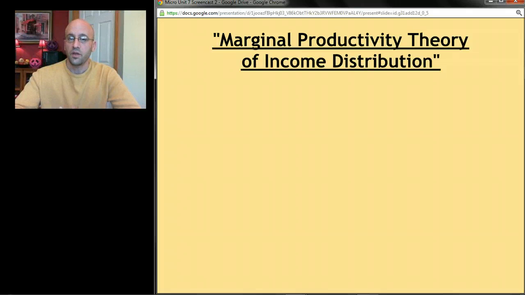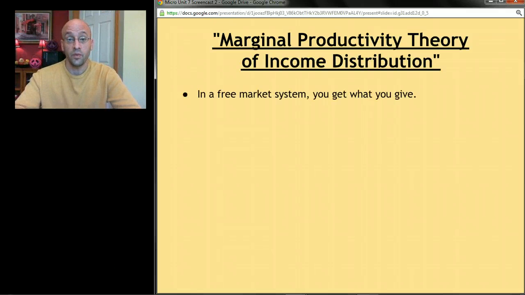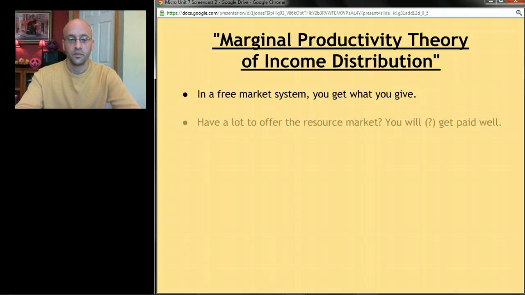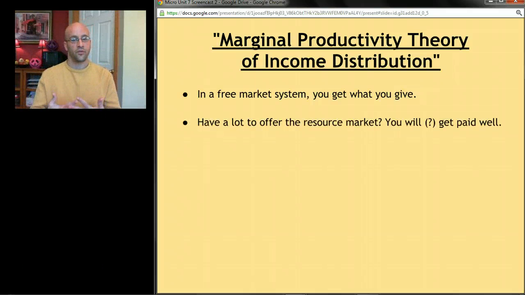Now this brings up something called the quote-unquote marginal productivity theory of income distribution, which essentially means that in a free market system, you get what you give. In other words, if you have a lot to offer the resource market, if you're very productive, if you're smart, if you work hard, you will theoretically get paid a lot. Your marginal product will be higher than someone who's lazy or dumb or whatever.